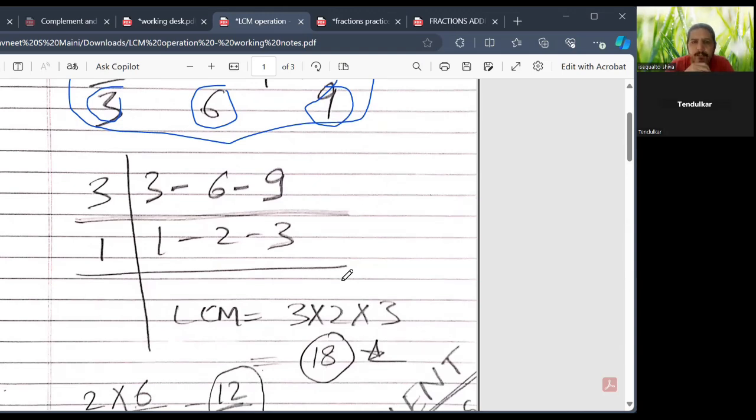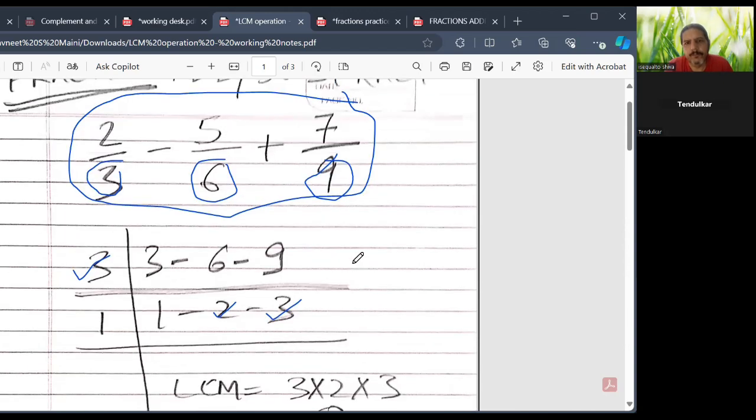Okay. So as discussed yesterday, the LCM would be the product of 3, 2 and 3. So the LCM of these three numbers would be 18. Any doubt till here? So this we discussed in detail in the last lecture.